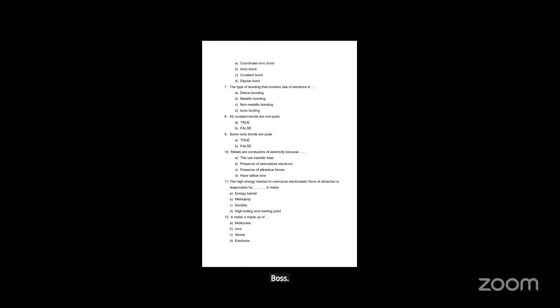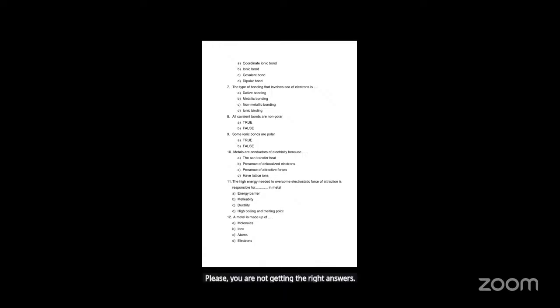All ionic bonds are polar. True or false? All ionic bonds are polar, not some. Because of that word some, the answer is false.